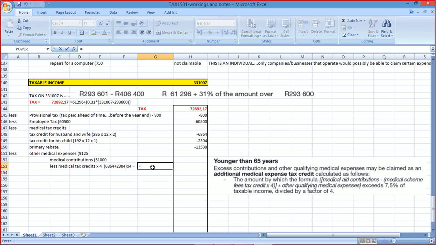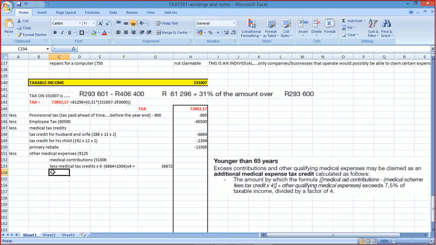Let me just copy it and paste it. Times 4. There it is. Right, so now we've worked out that second part of the formula. Medical aid contributions was given. Medical aid credit times 4. I've done that. Plus other qualifying medical expenses.